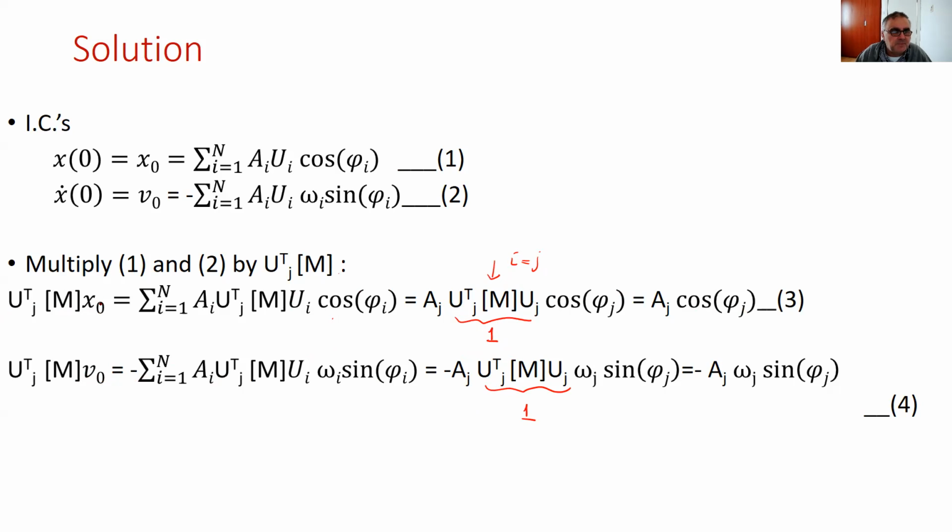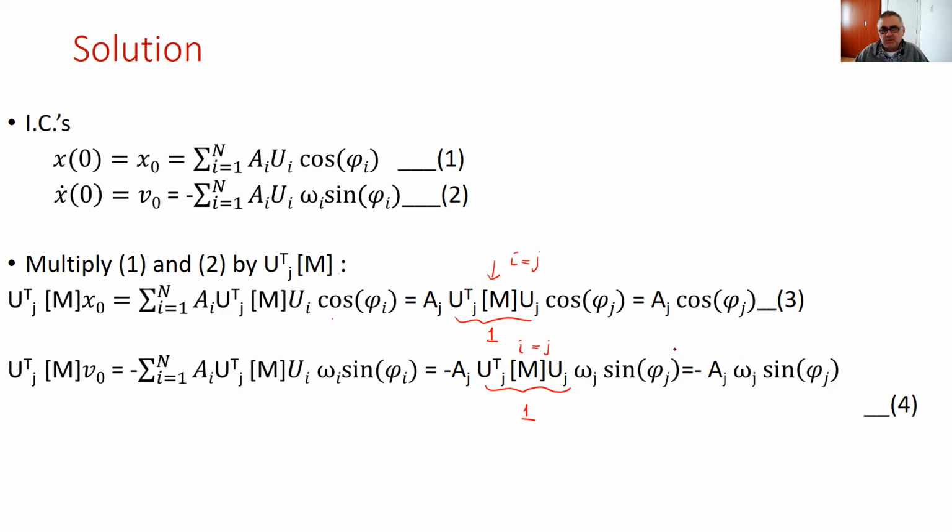Similarly, we do the same thing for the velocity term. Uj transpose M v0 equals this. And we again have a summation of n terms in which all terms except one is 0, and that term is the term in which i is equal to j. Okay, this term. i is equal to j, so instead of i here, we put a j. All the rest are zeros because of the orthogonality of the eigenvectors. Again, we get this term is equal to 1, so we get Aj omega j sine phi j. So we get two equations in terms of Aj's and phi j's.